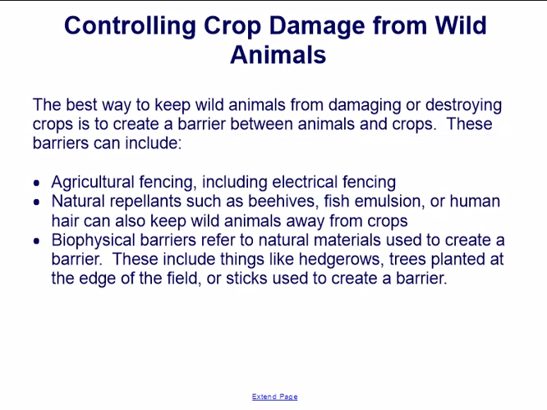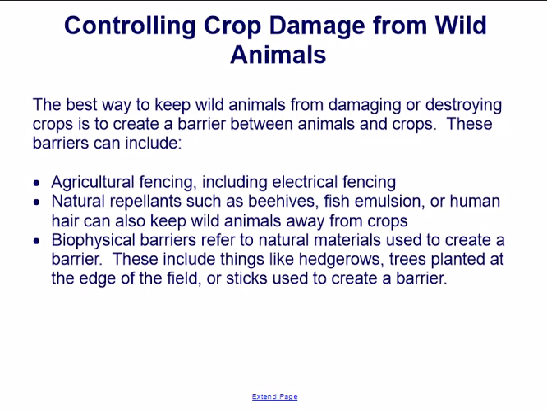The best way to keep wild animals from damaging or destroying crops is to create a barrier between animals and crops. These barriers can include agricultural fencing, including electrical fencing. Natural repellents such as beehives, fish emulsion, or human hair can also keep wild animals away from crops.